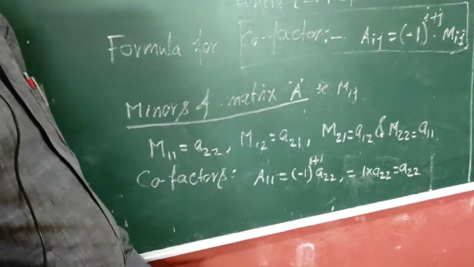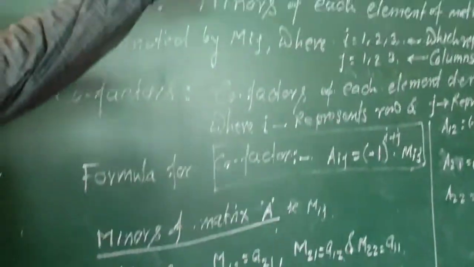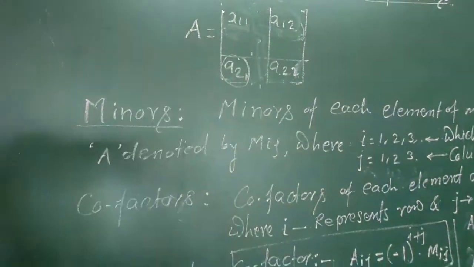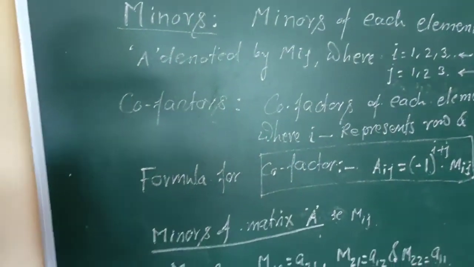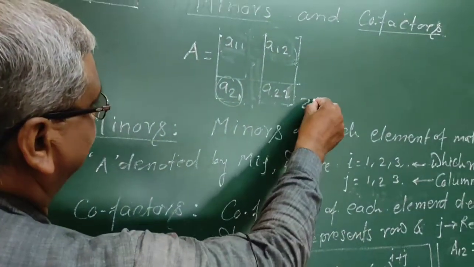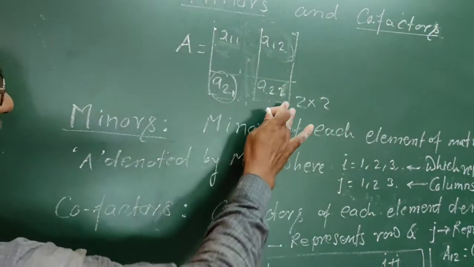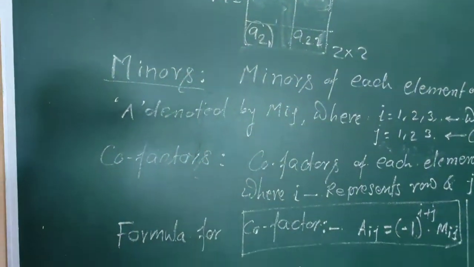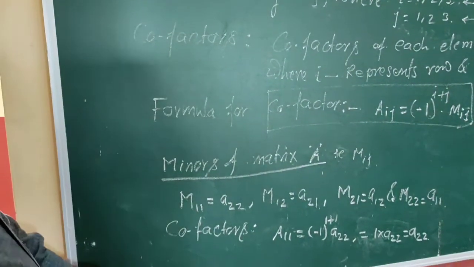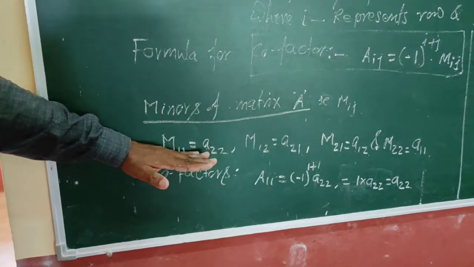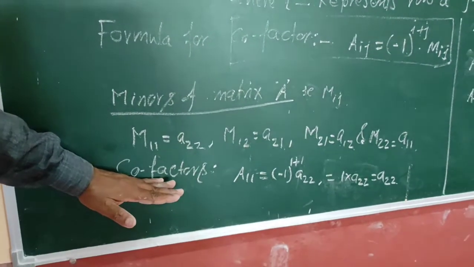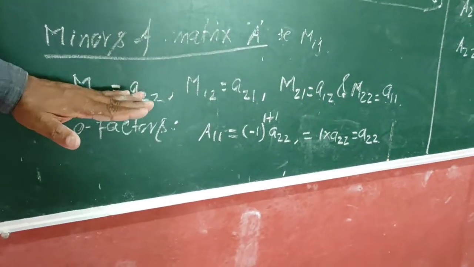So in this way we can find the minor of every element of the given matrix. Here we have taken a simple example, that is the 2 by 2 matrix. In the next example we further consider an example on 3 by 3. But first, corresponding to the minors, how do we find the corresponding cofactors?